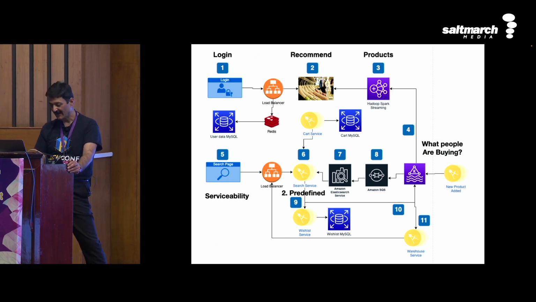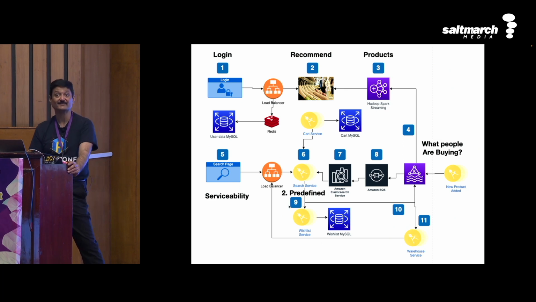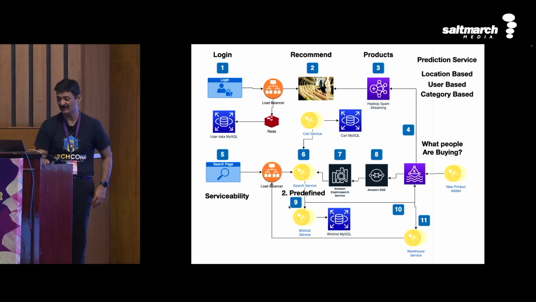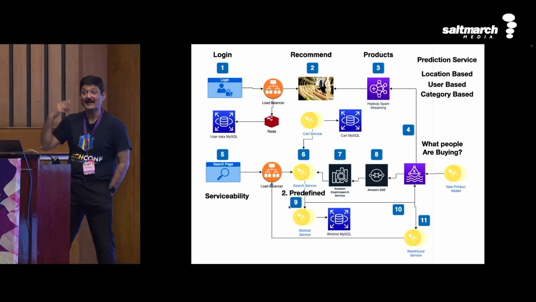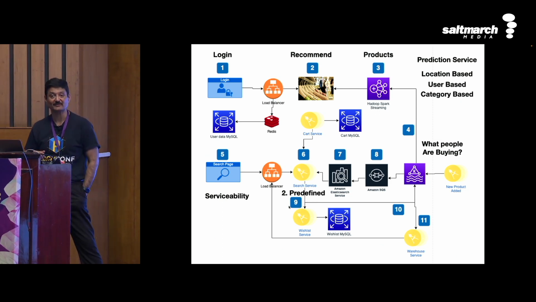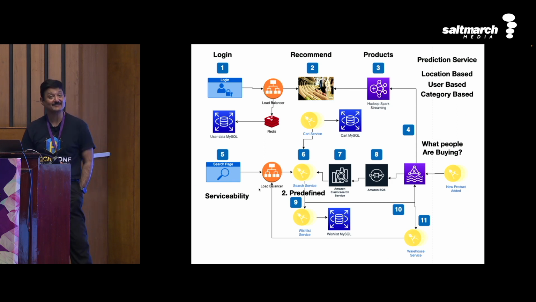Another thing we are doing is whenever somebody is buying some product, we are putting it in the wish list and the cart list service. And the warehouse service is there, which gives me how many products are available at any given time. Now think about a situation. You can add on top of it location-based services, user-based services, and category-based services, as part of the deal.